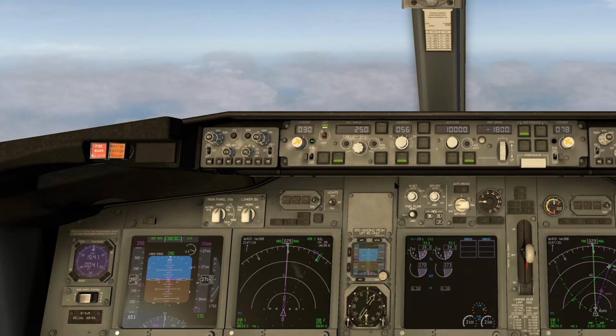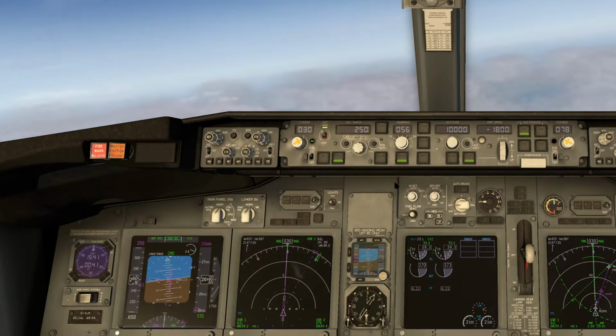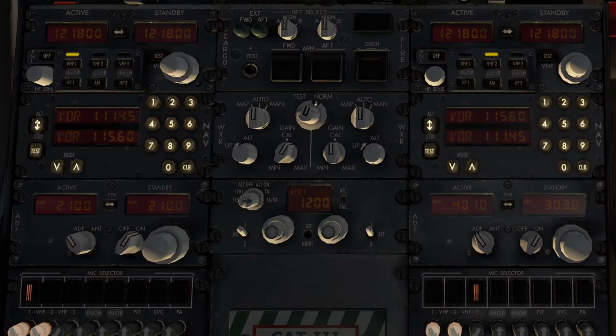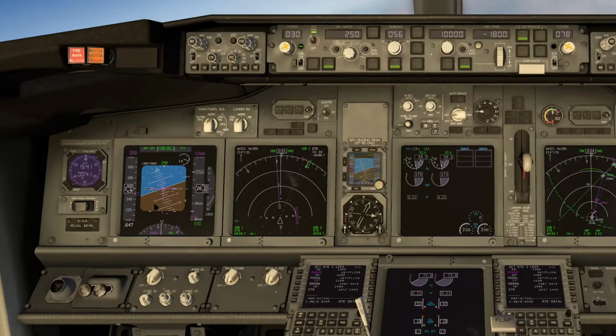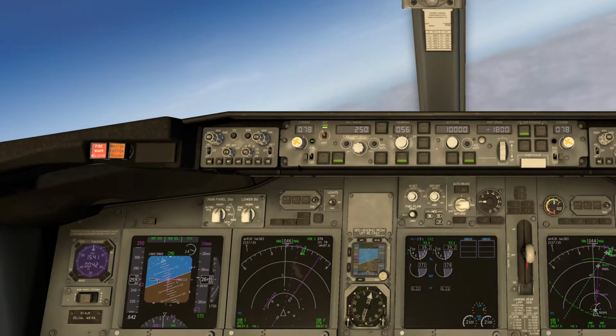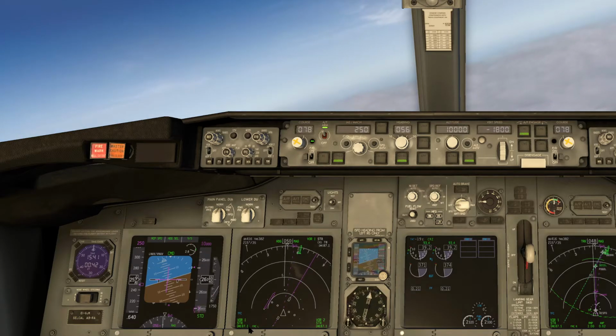Heading mode 056 and switch to the Strasbourg VOR 115.6, and on this heading we will have to intercept the 078 course towards Strasbourg, currently at 87.5 nautical miles.